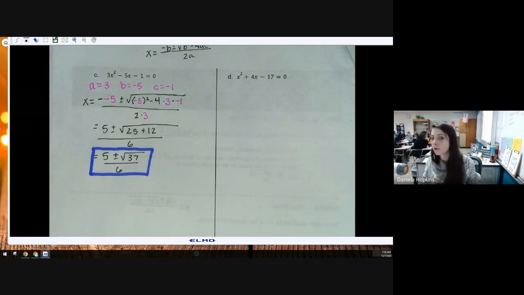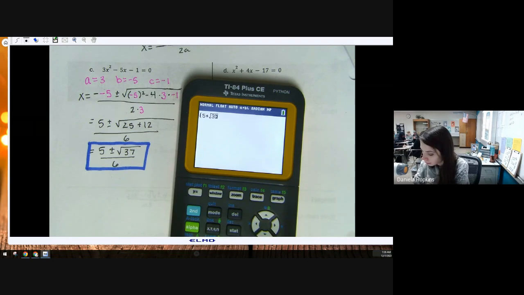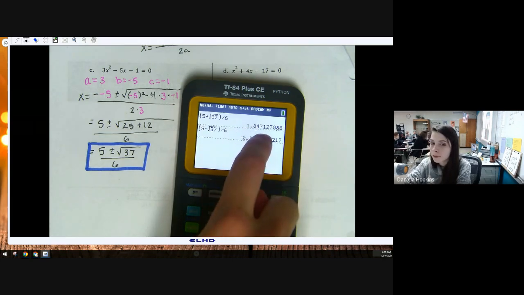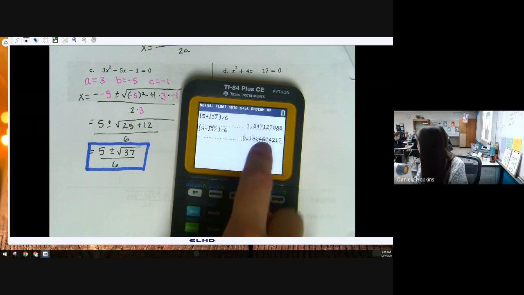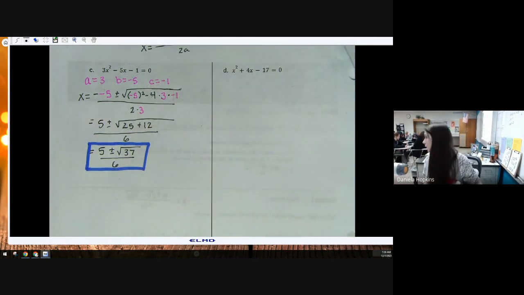You can put it in to go formative like that, or you can put it in as 5 plus square root of 37 over 6, 5 minus square root of 37 over 6. Reminder that it is actually a number. If you typed this in, the plus one is that decimal. The minus one is that decimal. That just means that this parabola crosses the x-axis at like 1.847 and negative 0.1805, I guess, if we're rounding. So it's still an actual number. It's just not something you could factor to. So ugly, but at least less work for us.